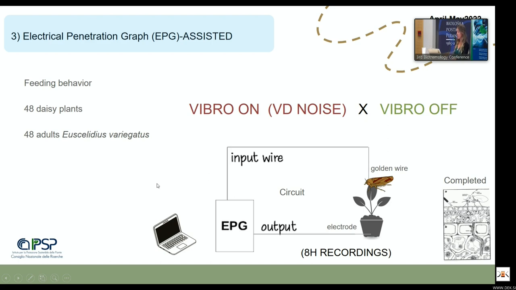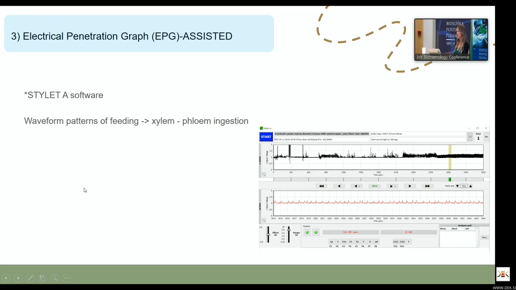And then you have a flow of voltage that is recorded by the computer. And with these flows of voltage, we can find the patterns on the software and try to characterize the feeding behavior, especially looking for xylem and phloem ingestion. In this species, as I said, is a phloem sucking insect, and all the phytoplasmas are transmitting the disease by phloem, so this was also a very important pattern for us.